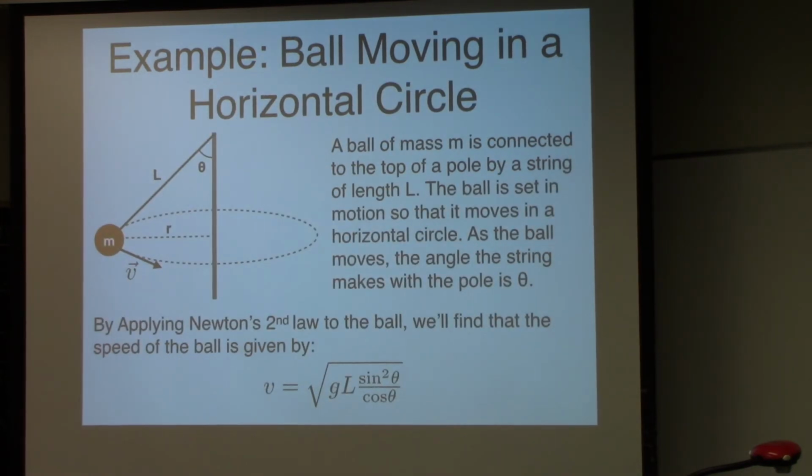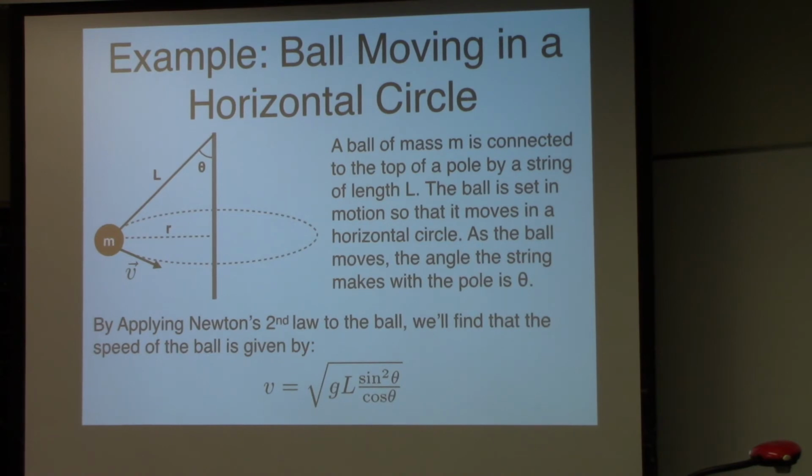Okay, so let's keep it going with examples. That's pretty much all we're doing today, is a bunch of examples. And the next one involves moving a ball in a horizontal circle. So let's read the question. A ball of mass m is connected to the top of a pole by a string whose length is L. The ball is set in motion so that it moves in a horizontal circle. As the ball moves, the angle that the string makes with the pole is equal to theta.